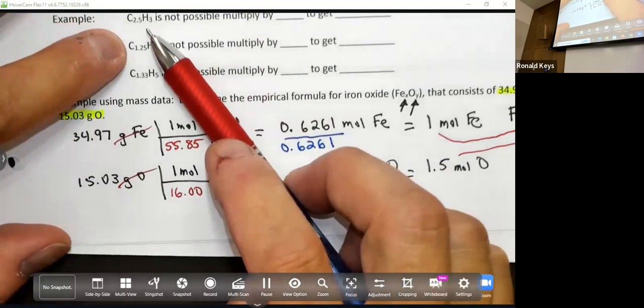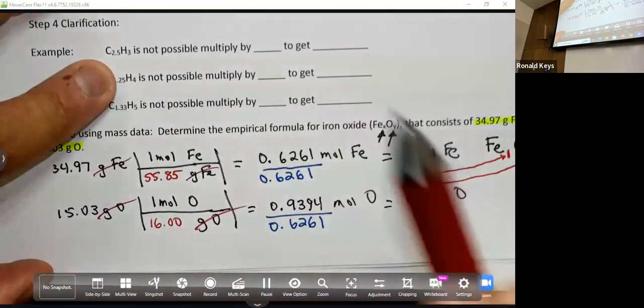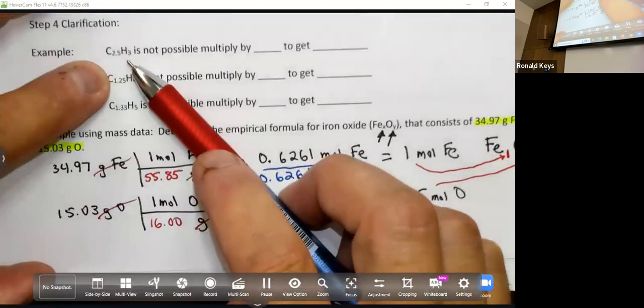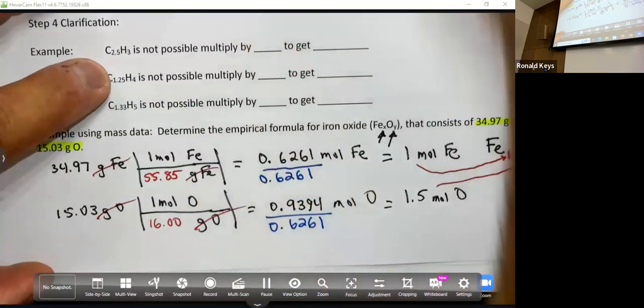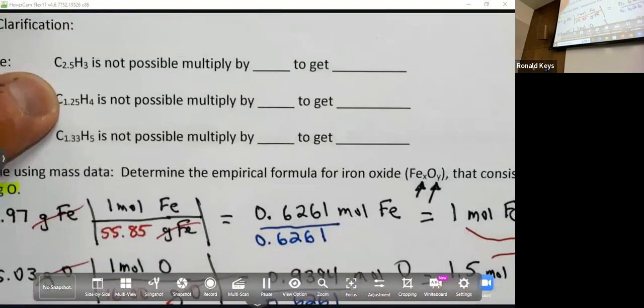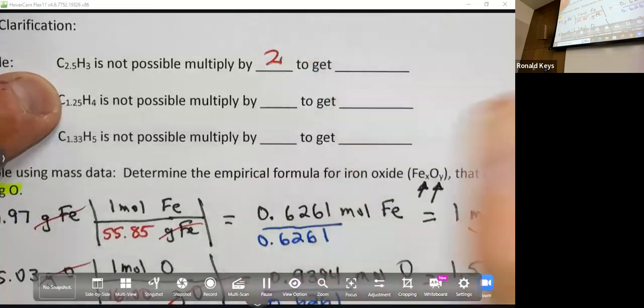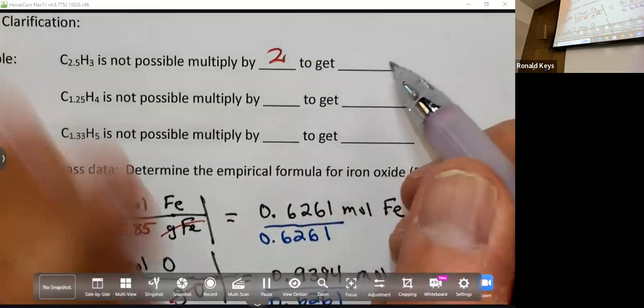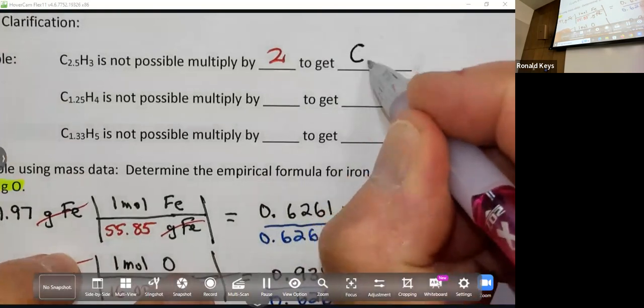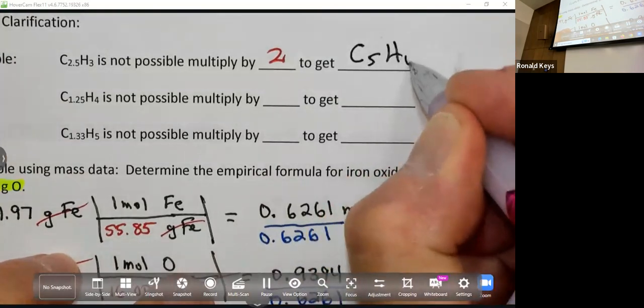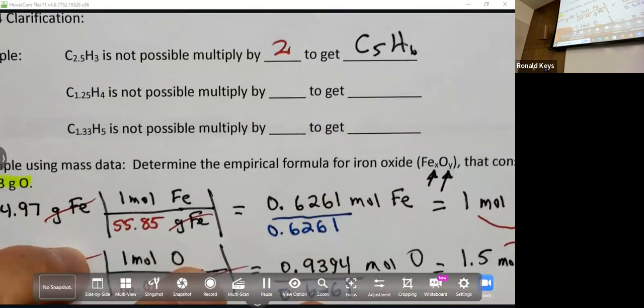So if we ended up with this, I should actually make this 1.5. But if you have 2.5 and 3, what are you going to multiply by? We're going to multiply by 2, right? And then we would end up with C5H6.